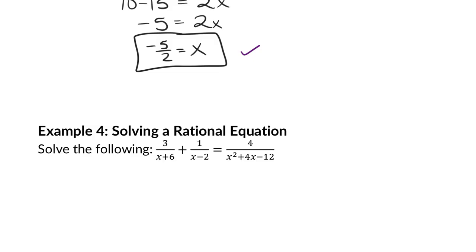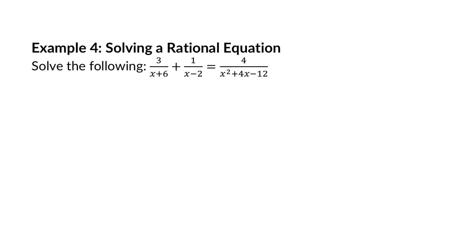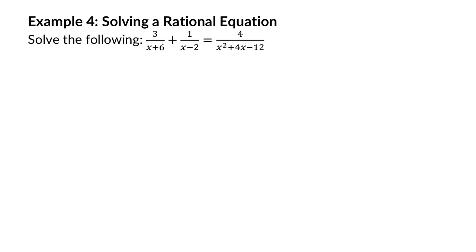Let's do this with a little bit more of a complicated problem. Is that okay? Hello, we have 3 over x plus 6 plus 1 over x minus 2 equal to 4 over x squared plus 4x minus 12. Again, the first thing we need to do is figure out the restrictions for this problem.